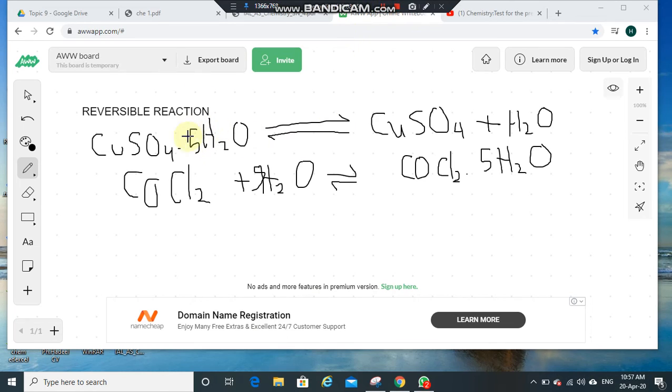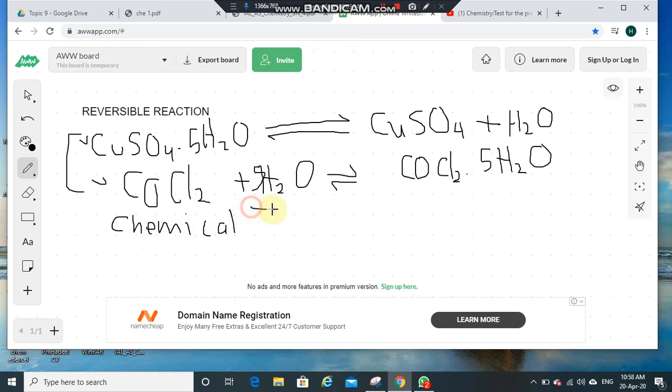So guys, these two chemical reactions are reversible reactions and they are important. Why? Because we can use them as a chemical test for water. You can face some questions in the past papers. How can you test a liquid that is colorless, and we need you to test it chemically? These reversible reactions are good chemical tests for water.